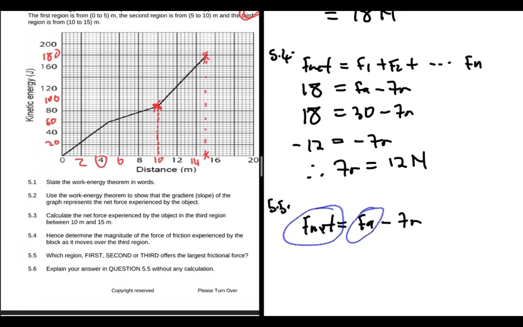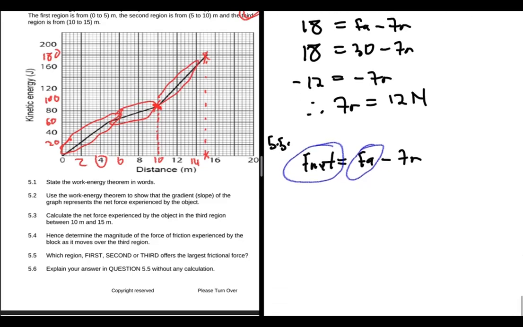So let's look at our graph here. From 0 to 5, it's pretty steep, but from 5 to 10, it's a bit gentle. And then 10 to 15 is also very steep. So 5 to 10 is gentle compared to the other parts. So there we have the largest friction. So here we're going to say the second region has the largest friction. I hope you can understand that.